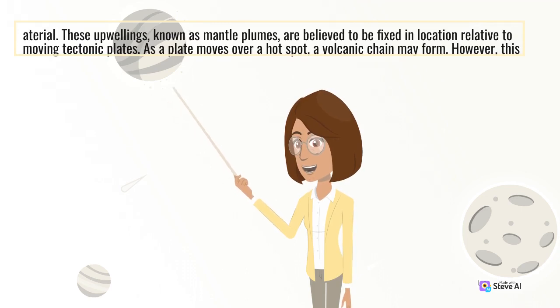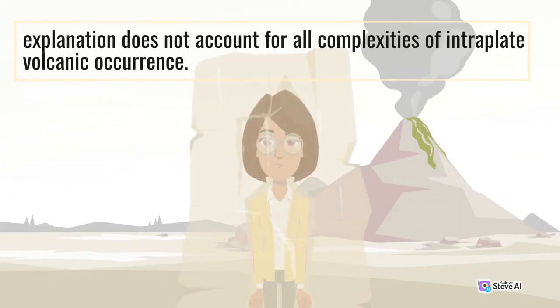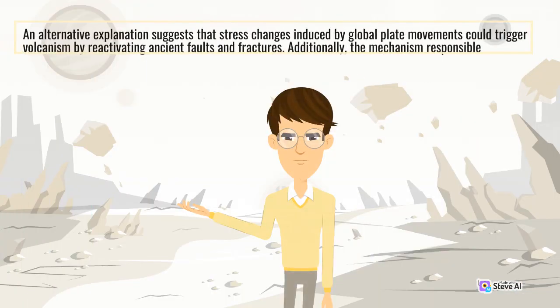However, this explanation does not account for all complexities of intraplate volcanic occurrence. An alternative explanation suggests that stress changes induced by global plate movements could trigger volcanism by reactivating ancient faults and fractures.